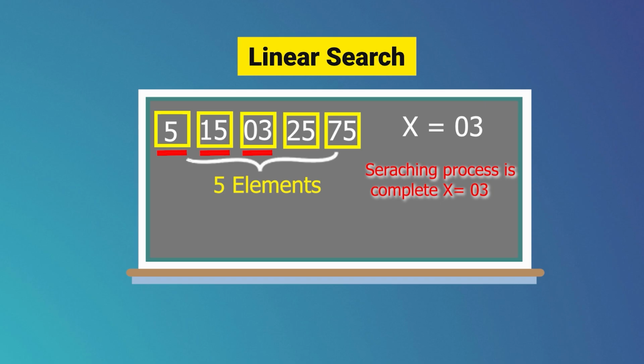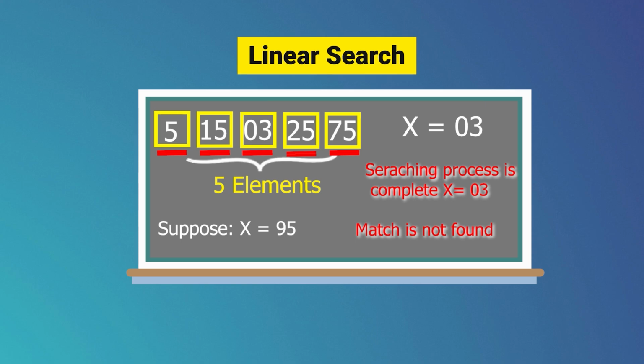If I have been given a search element, say 95, I will compare it with 5 first, then with 15, then with 3, then with 25, then with 75, and I have already reached the end of the array and the match is not found. In such a case the algorithm will display the result that the match is not found in the array. So this is the way the linear search algorithm works.